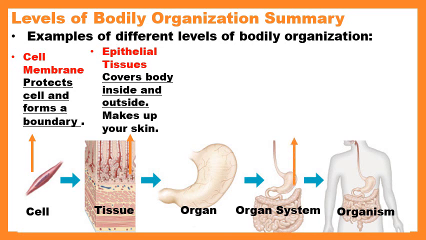Okay, an example of an organ system. So we skipped over organs. There are many examples of organs like heart, liver, brain, lungs. I want to talk about organ systems. Remember, organ systems are a group of organs that are working together.